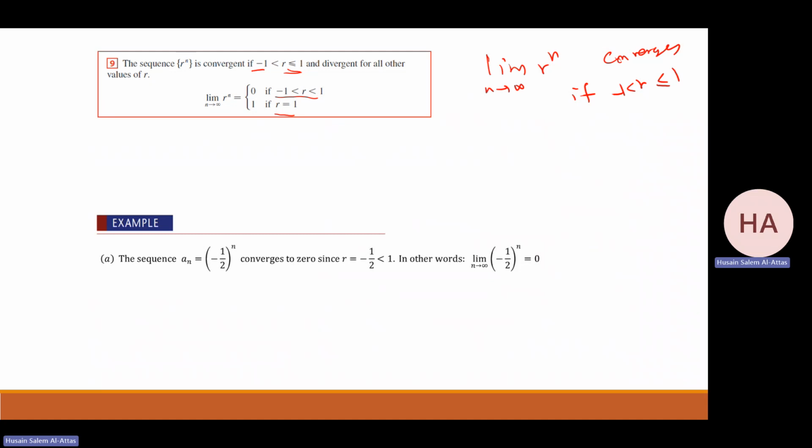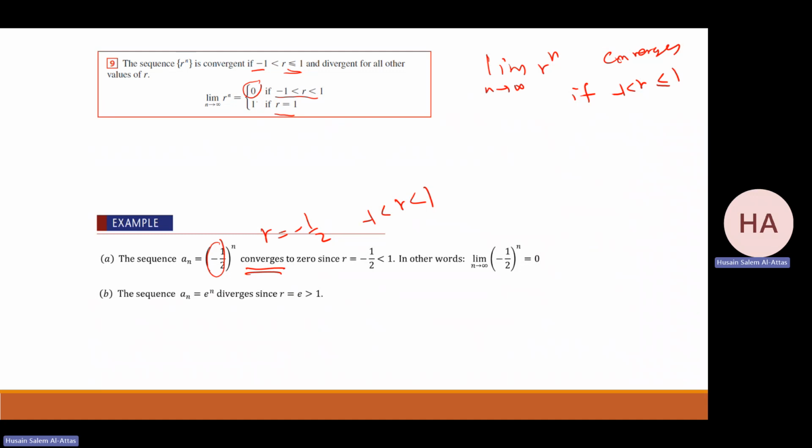Okay. So if I have -half to the power n, so I have R to the power n. What is R? -half. I know R is between -1 and 1. So right away it will converge. It will converge to what? To 0. By the way, the limit is equal to 0 if R is between -1 and 1, and it's equal to 1 if R equal 1. Because if it is equal to 1, it is 1, 1, 1, 1. So for sure the sequence will converge to 1.